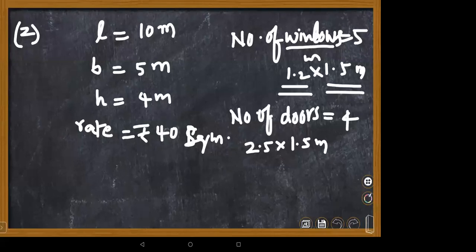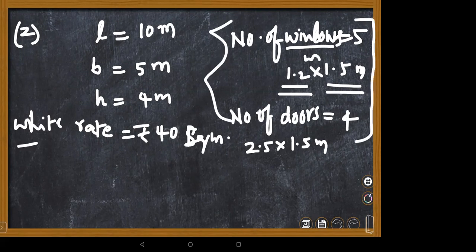This is the whitewashing rate. But windows and doors have some other rate, children. For windows and doors, the painting cost is rupees 50 per square meter. You need to calculate this separately. You need to calculate the total amount, how much they spent for walls as well as windows as well as doors in your room.